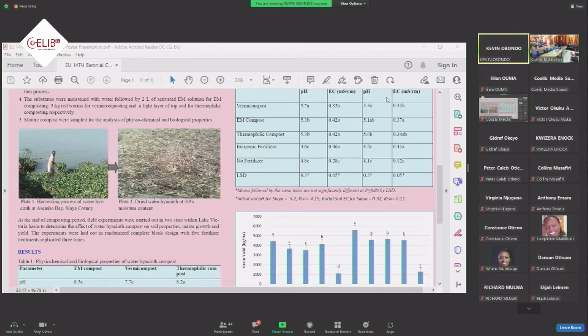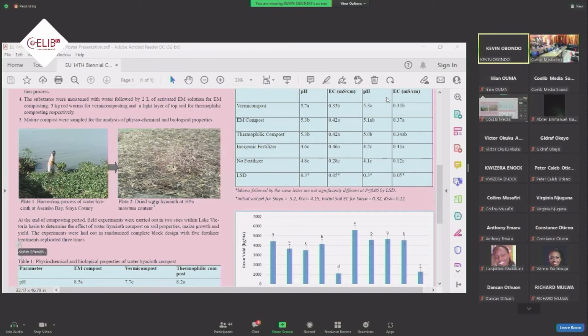So at the end of the composting, I will just be brief. At the end of the composting, we decided to do an experiment and compare it with what farmers have been using, which is the chemical fertilizer, and find out the differences in yield, what we can get with the compost and what we have been getting with the chemical fertilizer. And also we had a negative control where we did not apply anything in our field.